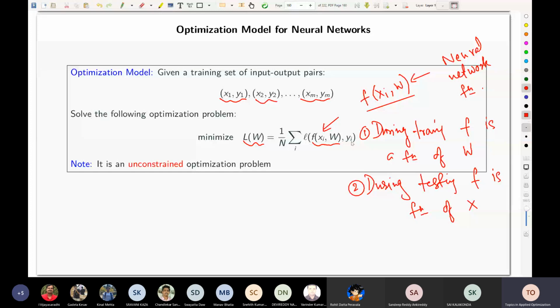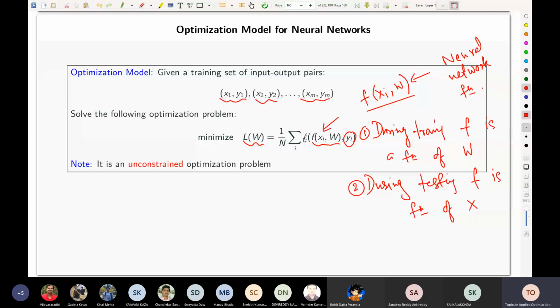And we can define some loss function, and y_i is the given set of labels known to us. So we can define some suitable loss function. What is the difference between the neural network output and the actual output? We take some kind of measure of the difference, and that's how we define the loss function. And obviously we need to minimize the loss function. So on the outset, this is what the optimization model is. It's an unconstrained optimization problem.